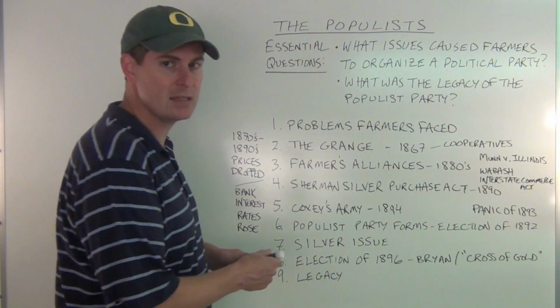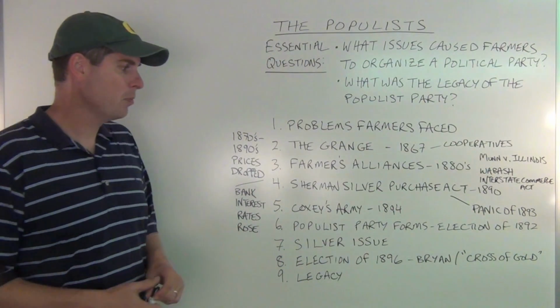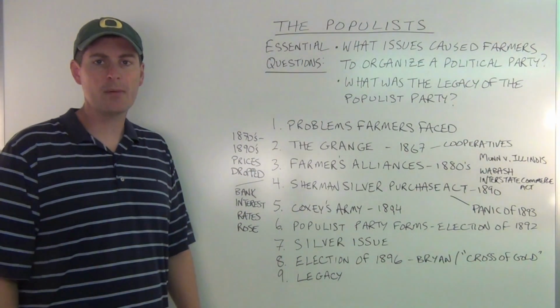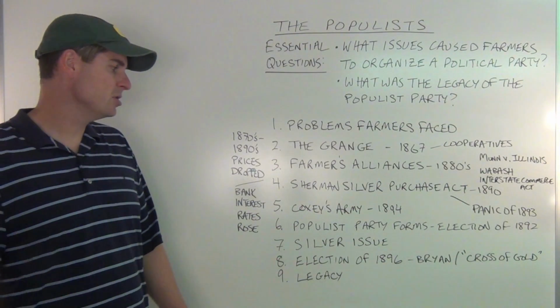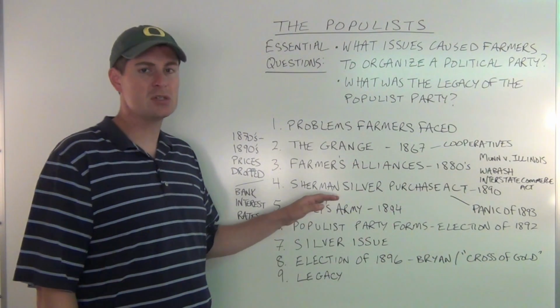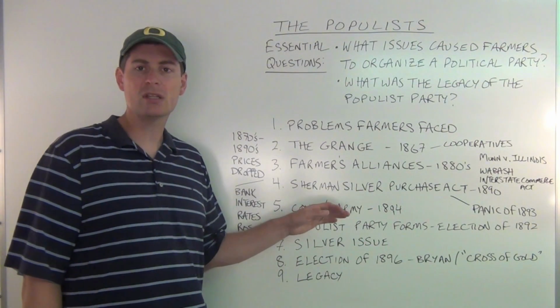You have the Panic of 1893 occur. When this occurs, President Grover Cleveland, who has just come into office and who is in favor of the gold standard, is going to repeal the Sherman Silver Purchase Act so that you go back to a more strict gold standard.